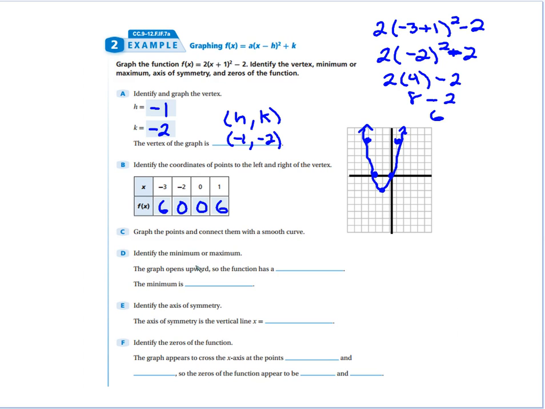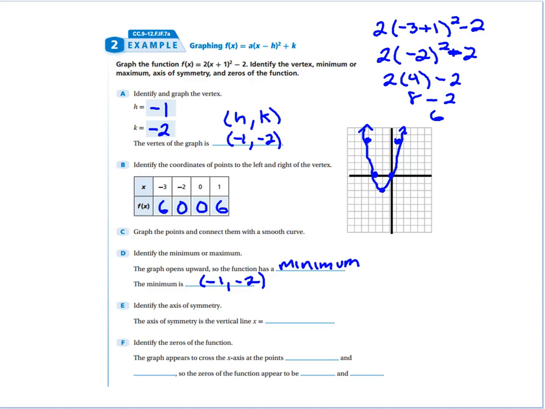Now, the next thing we want to look at is does this function have a minimum or a maximum? If you look, it doesn't have a maximum because it keeps going on forever, but it does have a minimum. That minimum point right there is my vertex. In this case, the graph opens upwards, so the function has a minimum. If it opened downwards, it would have a maximum because it would be a peak instead of a valley. The minimum in this case is my vertex. It's negative 1, negative 2.